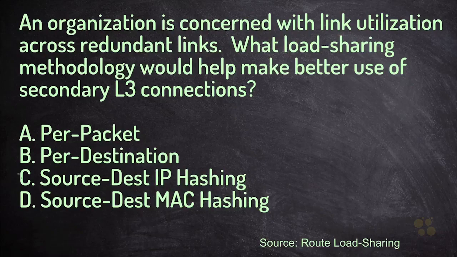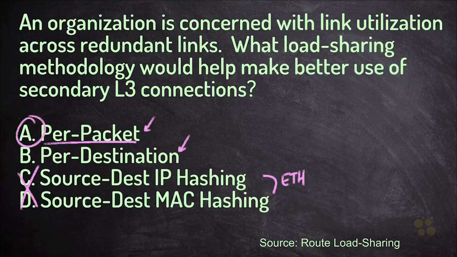Well, first of all, let's just strike C and D from the record here, because source and destination hashing, whether it's IP or MAC, is tied to EtherChanneling. That's usually a layer 2 concept, and while we can create layer 3 EtherChannels, this doesn't help us when we're load balancing between 2 different layer 3 links. So instead, we're going to be looking at our 2 primary options here, per packet and per destination. They each have their advantages, and per packet is going to give us the ability to better load balance our traffic across multiple links. So A is our answer.